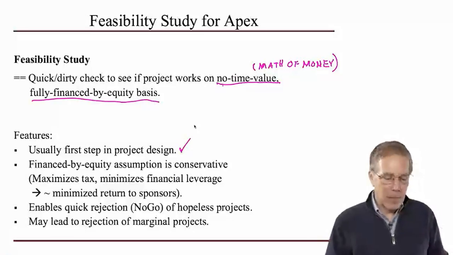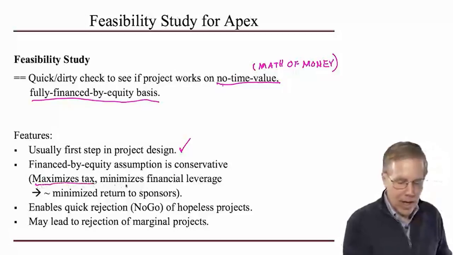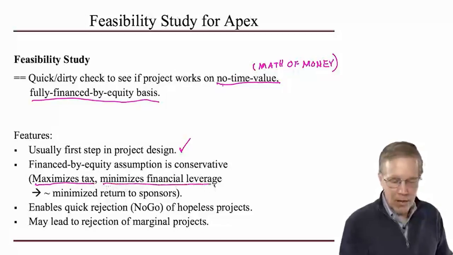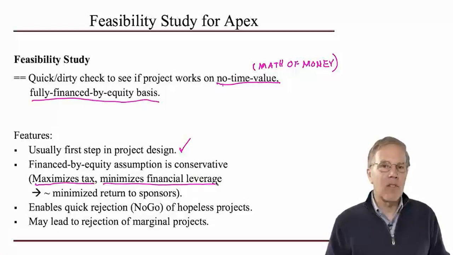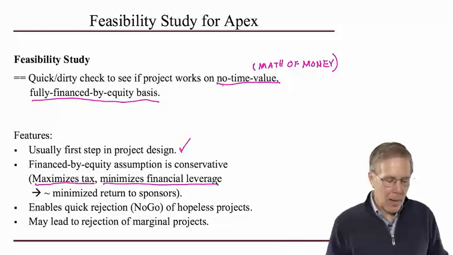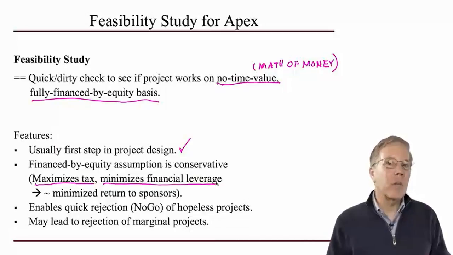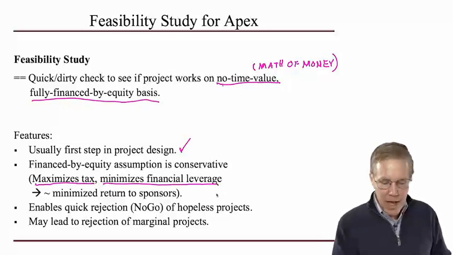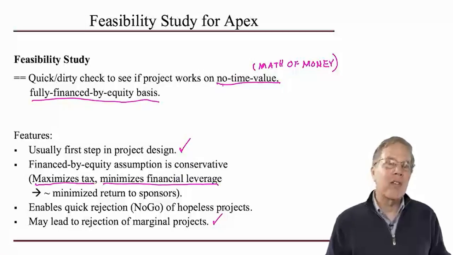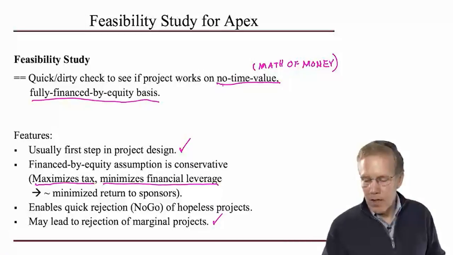Why is it our first step? It's because this financed by equity only assumption is very conservative. It maximizes your taxes generally, and it minimizes our financial leverage. That's the increased return that we get out of a project by taking out some loans to help us execute it. So if the feasibility study passes this, it's going to look even better when we start putting in some leverage and considering time value of money. And it also is a very good way, if it doesn't pass this test, there's no hope for it. So it's a very good way to quickly reject nominal projects.